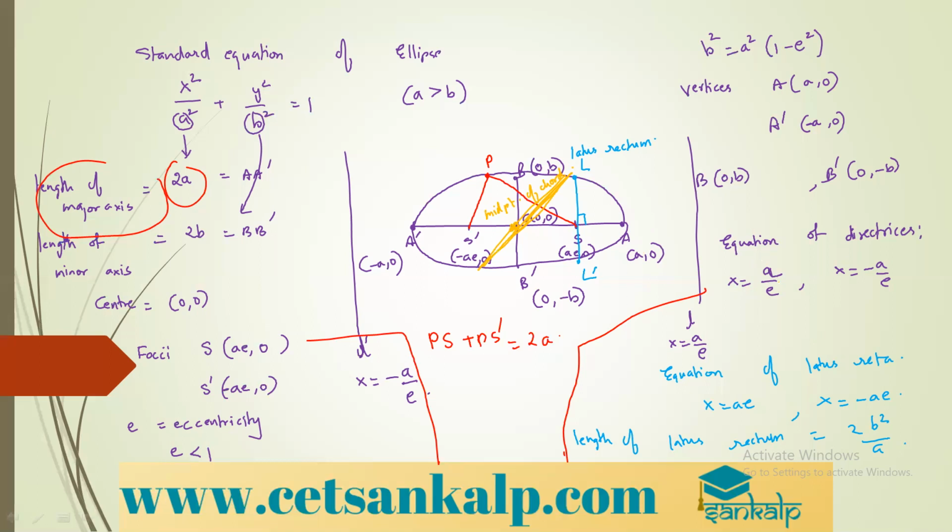Similarly, this center O is not only the midpoint of the chord, the center O will be the midpoint of SS dash. The center O will be the midpoint of AA dash. The center O will be the midpoint of BB dash. For all of them, O is the center.